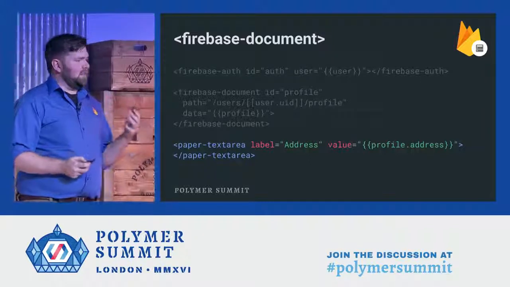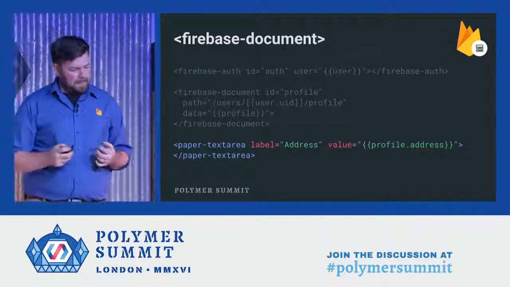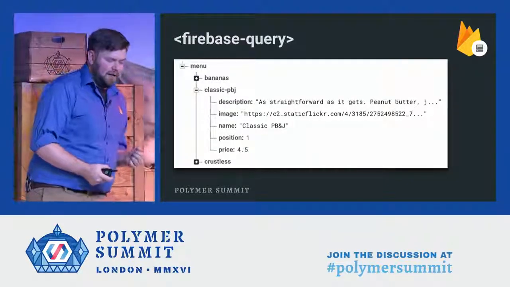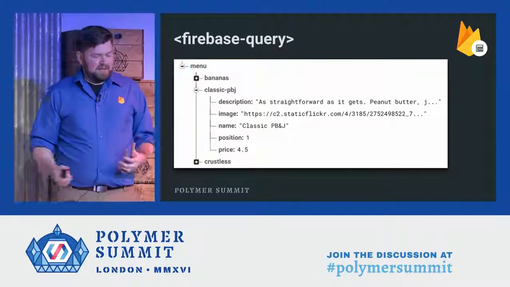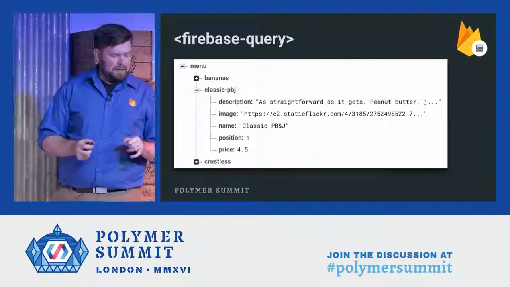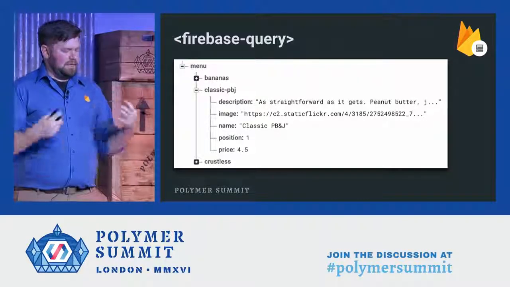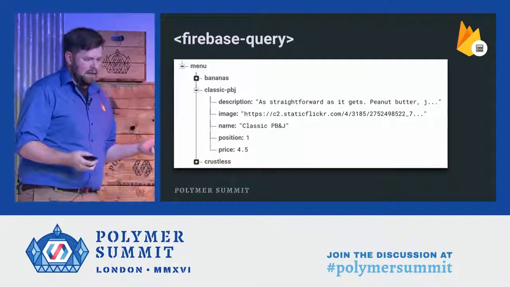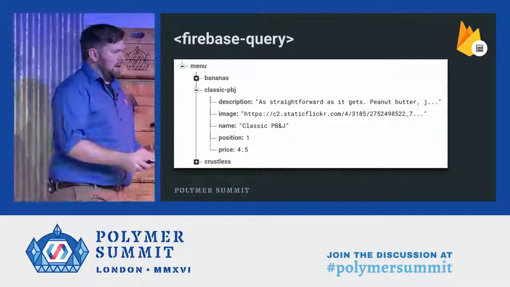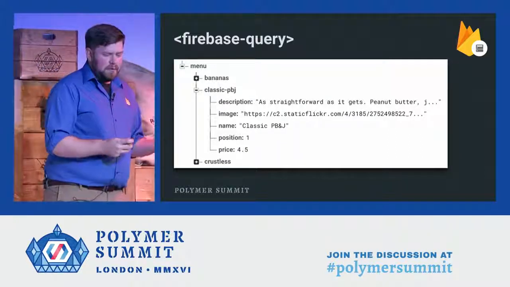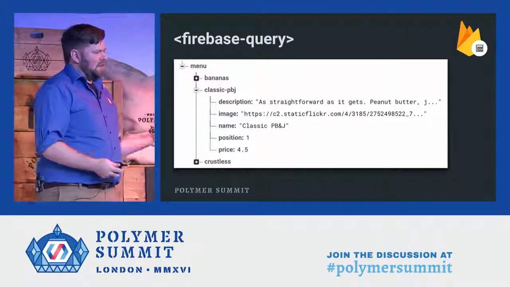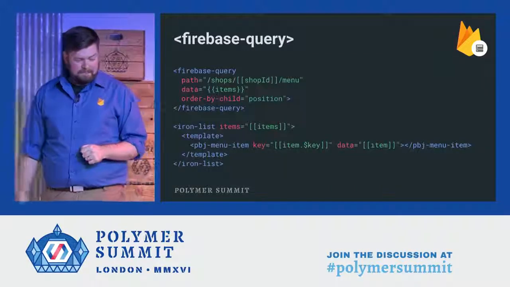But sometimes you have data that's a little bit more complicated than just a simple document. And that's where Firebase Query comes in. Let's take the menu from the PB&J app, for example. The data for that looks something like this. You have a menu. Underneath that, you have URL-friendly names for each of the menu items. And then underneath that, you have the description, image, name, position, and price. So how are we going to get that into something that Polymer can look at? Because if we used Firebase document for this, we would just have an object. And it's kind of hard to deal with objects and turn them into lists, and there's a lot of work there. So that's where Firebase Query comes in.